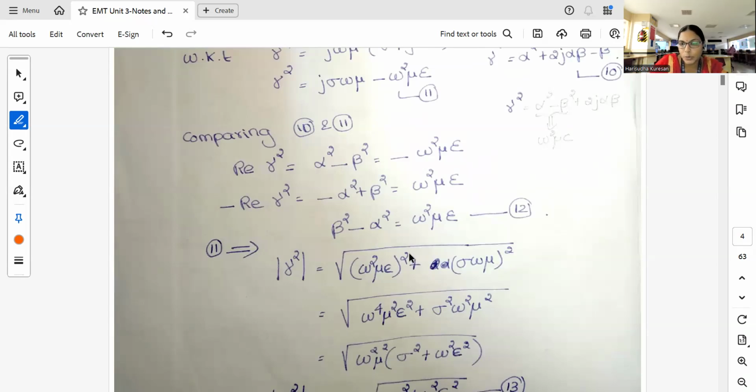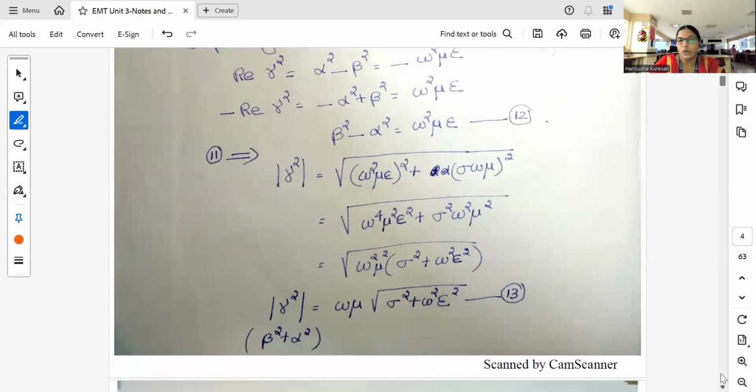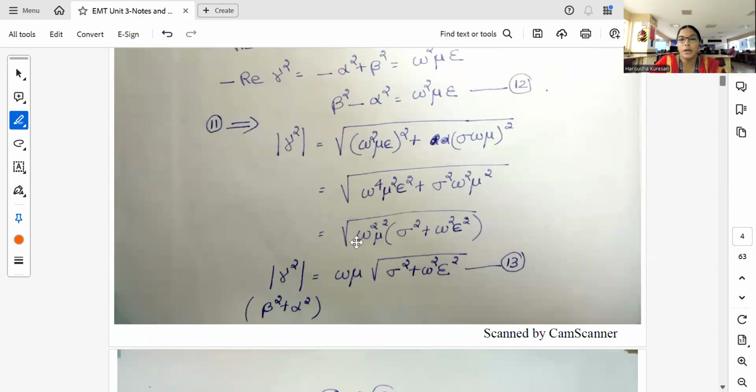Again, there is a square term over here. Again, you bring the square term inside the bracket, and therefore you'll be getting square root of omega to the power of 4 mu square epsilon square plus sigma square omega square mu square. So when you solve this equation, taking the common terms outside, you'll be getting magnitude of gamma square is equal to omega mu, which is the common term, which we have taken out, into square root of sigma square plus omega square epsilon square.